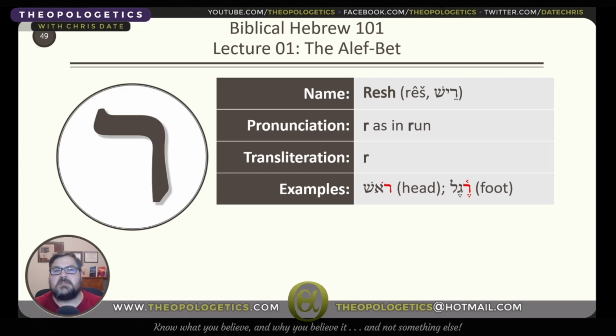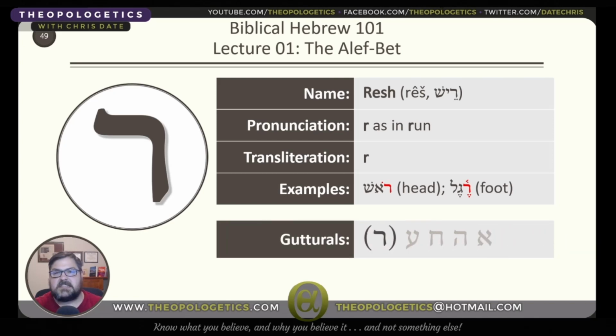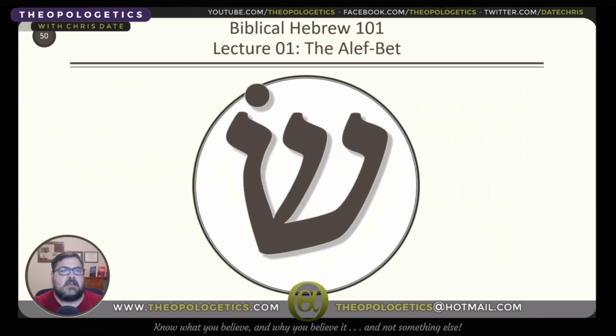And examples of Hebrew words that begin with reish include rosh, meaning head, and regel, meaning foot. Rosh, regel. You can hear I'm still having a hard time pronouncing it. I'm still working on it. And this is the last of our letters that is treated as guttural. It's treated as a guttural, but it's not technically one. But you can remember it as a guttural for the purpose of those special rules that you'll learn in future lectures.